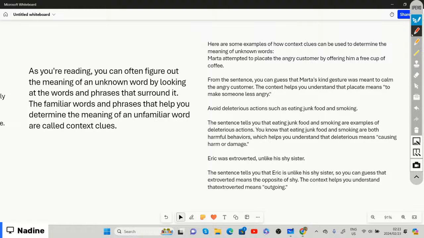So to avoid deleterious actions such as eating junk food and smoking. Avoid deleterious actions such as eating junk food and smoking. And if we look at that sentence, that sentence tells you that eating junk food and smoking are examples of deleterious actions, right? It's bad actions. And you know that eating junk food and smoking are both harmful behaviors.